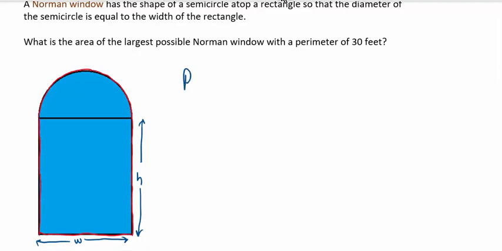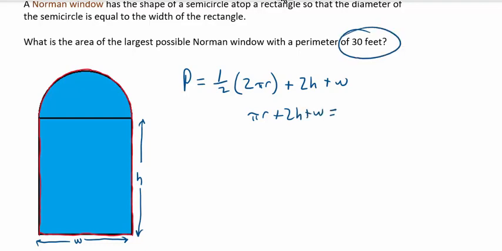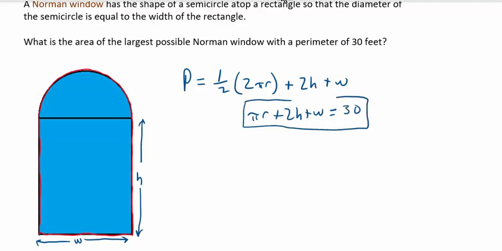So an equation for the perimeter of this Norman window would be half the circumference of a circle. A full circle has a perimeter or circumference of 2 pi r units, and again, we're taking half of that since we only have half of a circle. And then add the height twice, so that would be 2h. And then you have to add the width as well. So let me simplify this a bit. This simplifies down to be just pi r plus 2h plus w, and we know that perimeter must be 30 feet, so I'm going to set it equal to 30. So let me set this equation aside. We will need it later in our discussion.